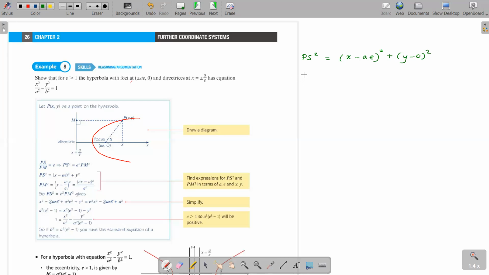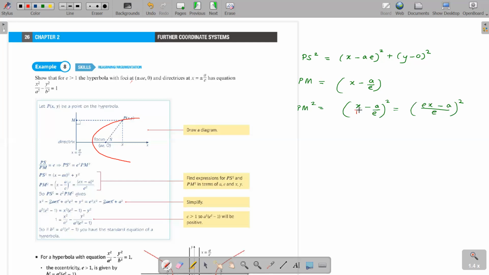And the other one is PM. So PM is what distance? I think you can see PM is a direct horizontal distance. So if I subtract the two x values, I get the distance, which is x minus a over e. So I'll make it PM squared, which gives me x minus a over e, whole squared. Let me make it ex. I will make the common denominator so that it reduces the pain for us. I took the common denominator. Can you see?